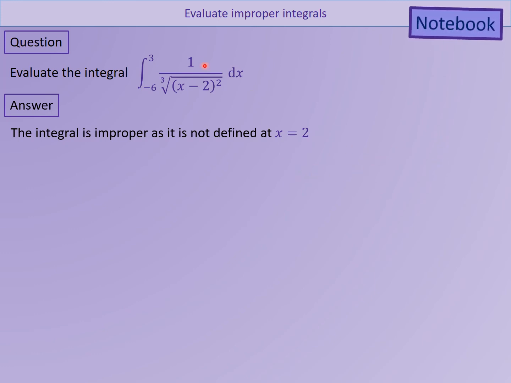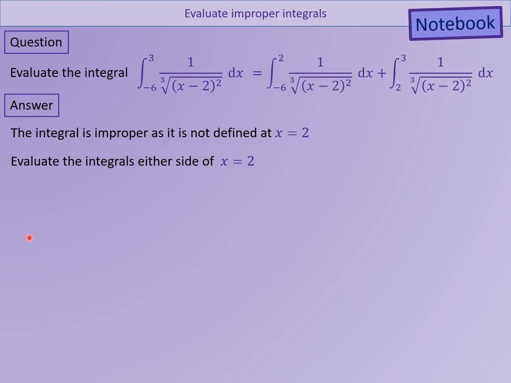So what we can do is we can split this integral up. We can look at what happens from -6 up to the asymptote at 2, and from the asymptote at 2 up to number 3. So we can look at it as two separate integrals. So that's what we're going to do now. We're going to investigate it either side of the number 2. So we can split it up. So the first one I'm going to look at is 2 up to number 3. So I'm looking at what happens from our value of 2 up to number 3.